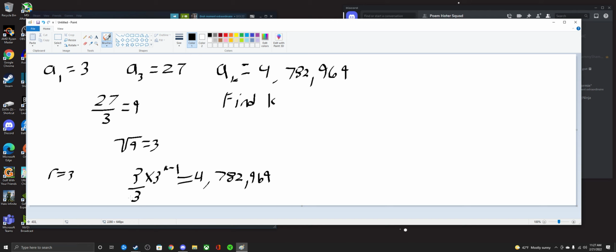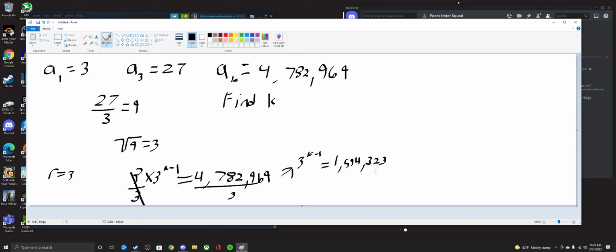So we divide by 3 on both sides. That cancels out the 3. We'll write our new equation over here, and that'll be 3 to the k minus 1 equals 4,782,969 divided by 3, which is 1,594,323.